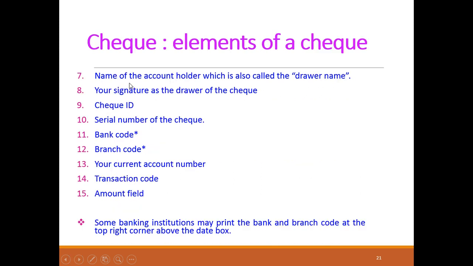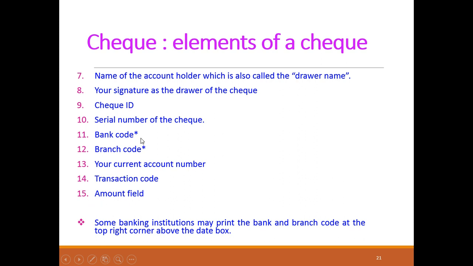Okay, 7 is name of the account holder, which is also called the drawer name. Okay, nama orang lah drawer name tu. Okay, and then your signature as the drawer of the cheque for number 8. Okay, number 9 adalah cheque ID. Number 10, serial number of the cheque. Okay, 11, bank code. 12, branch code. Okay, 13, your current account number. 14, transaction code. And last one is amount field, number 15.